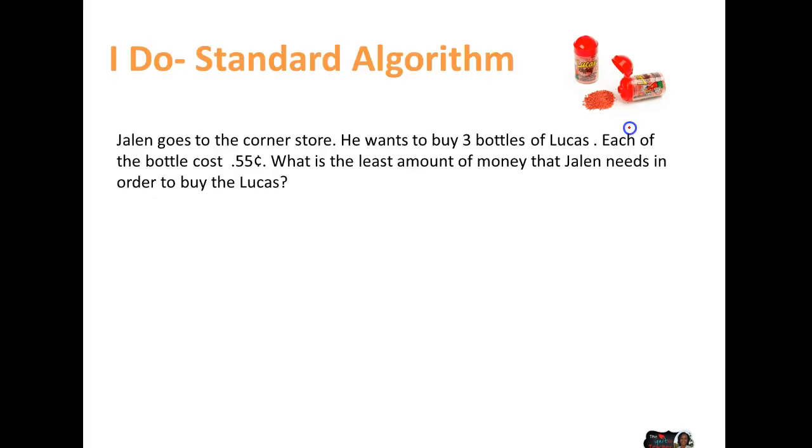So let's move on to the standard algorithm. Here's the same problem, but we're not going to use the decimal grids. So Jalen goes to the corner store. He wants to buy 3 bottles of Lucas. Each of the bottles costs 55 cents. What is the least amount of money that Jalen needs to buy? So let's use our standard algorithm, which we know that we're multiplying because each decimal grid repeated 3 times.